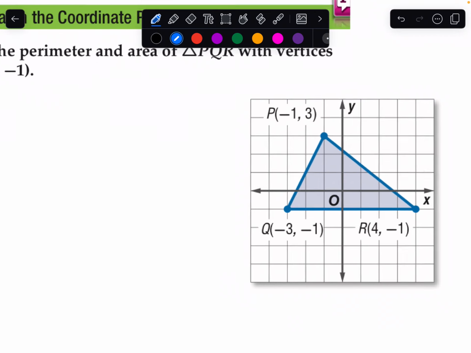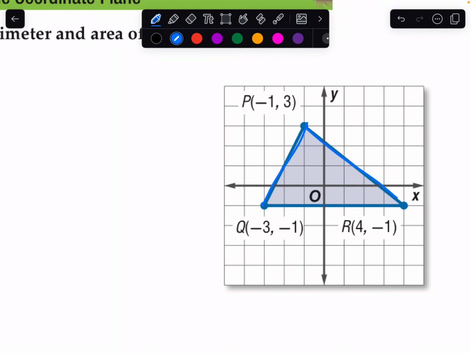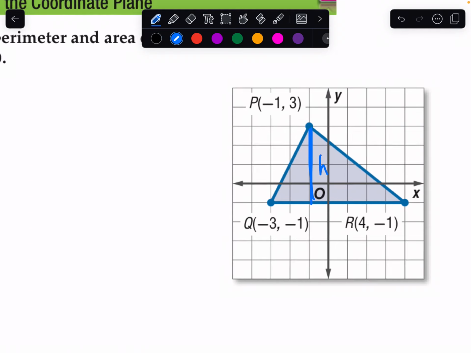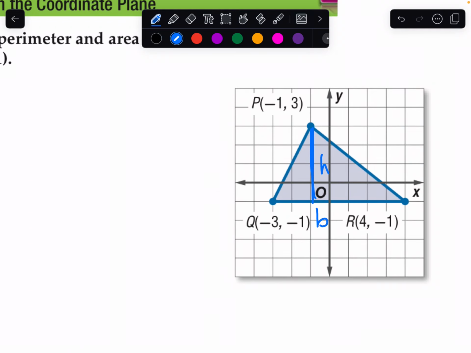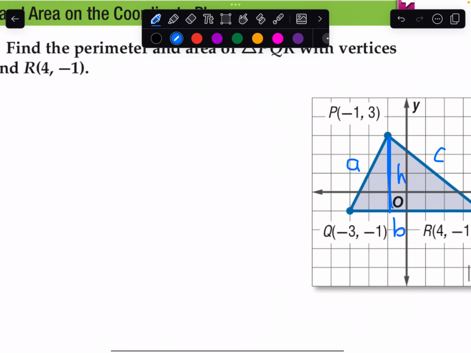For the perimeter, we're going to need the length of all 3 sides. So that's this one we could count. The other 2 will need the distance formula. And then we'll also need to find the height of the triangle here to find its area. So let's call this side B, call this side A, and call this side C.